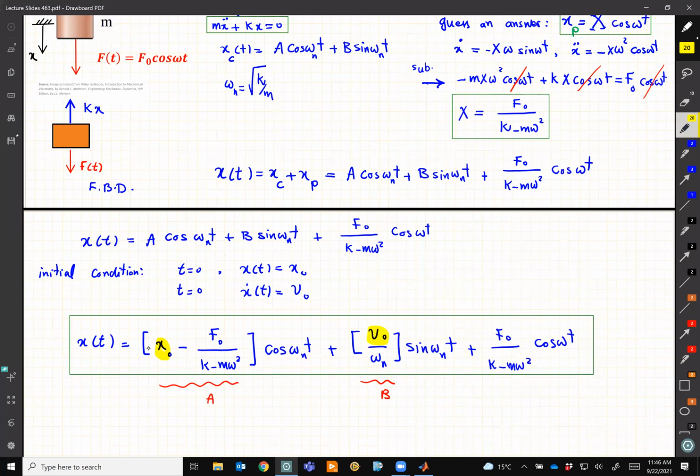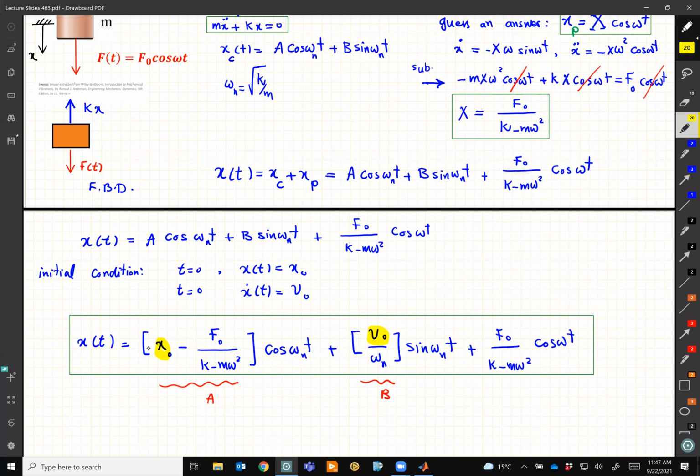We have the external load. And then k and m, we know them. So we know the natural frequency. So then we have the final answer, how this system vibrates. All right. So I want you to just pay attention to this one.